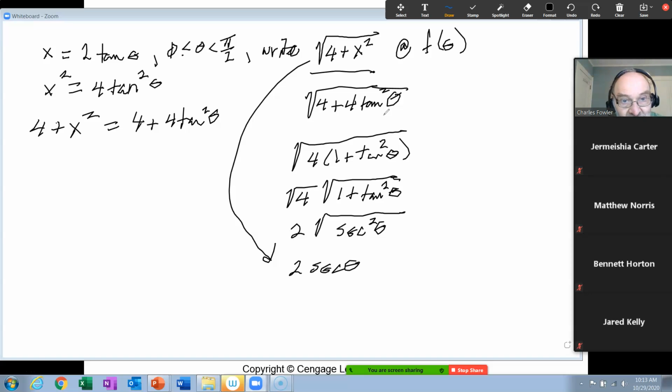So that's what we've got. The function of theta is 2 secant theta. A lot easier to deal with than this. Now, there is a checkpoint. Please do the checkpoints as soon as you can outside of class.